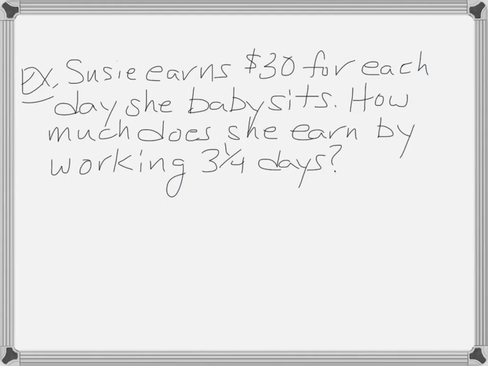Let's finish with a word problem because that's everybody's favorite. Susie earns $30 for each day she babysits. How much does she earn by working 3 1/4 days? So if she's working multiple days, we're going to multiply 30 for each day times the 3 1/4 days. We have a whole number. We need it to be a fraction, so put it over 1. And we need our mixed number to be improper. 3 times 4 is 12, plus 1 more is 13.